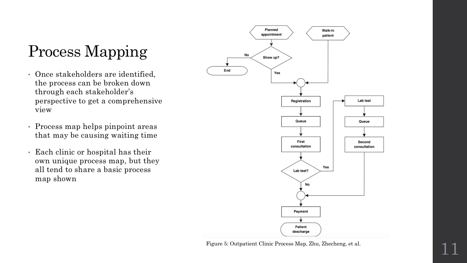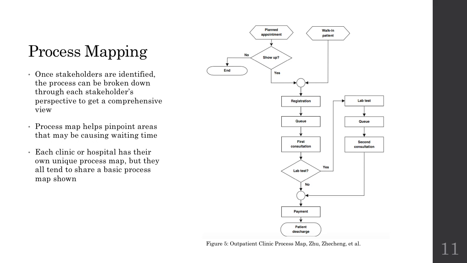A process map is crucial to the Six Sigma project as it helps pinpoint areas that may be causing waiting time for patients. Each hospital or clinic has its own unique process and would be mapped out differently. Generally, the process map would follow such processes as shown in the figure. To get a comprehensive and unbiased process flow map, it is better to have different stakeholders, such as doctors or nurses, give their own view of the process. The process map shows the patient flow through a clinic.